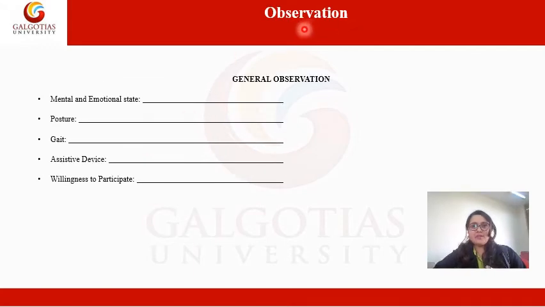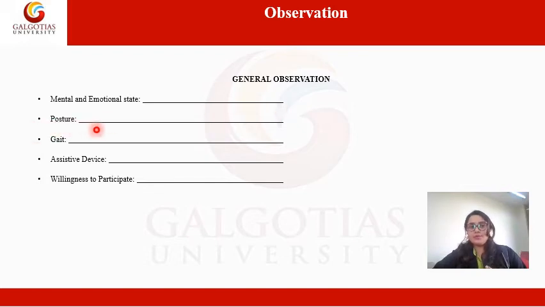So next we have observation. Now observation means where you do not touch the patient, you just observe the patient. So it is of two kinds, general observation and local observation. So let's see about the general observation. First of all, we will write the mental and emotional state of the patient. If the patient looks anxious, worried, you just write it down. If the patient is normal, talking properly, just write patient has been observed completely normal.